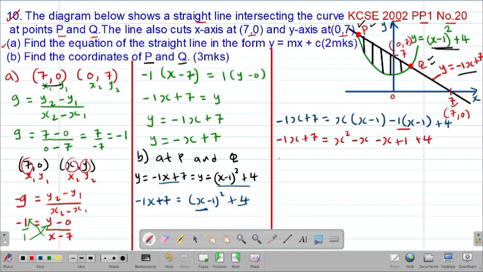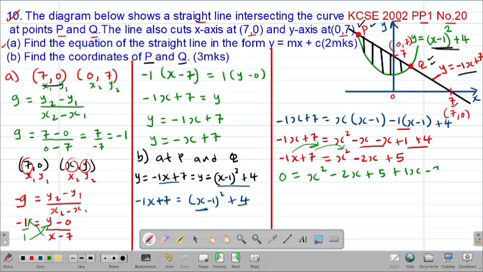So clearly I'm going to have negative 1x plus 7 being equal to x squared. Then negative x minus x, I'll get negative 2x. 1 plus 4, I'm going to get a positive 5. So I can actually collect the like terms by taking the other terms to the right hand side. So I'll take this one to the right hand side, this one and this other term here. So I'm going to remain with 0 being equal to x squared minus 2x plus 5, then plus 1x, then minus 7.